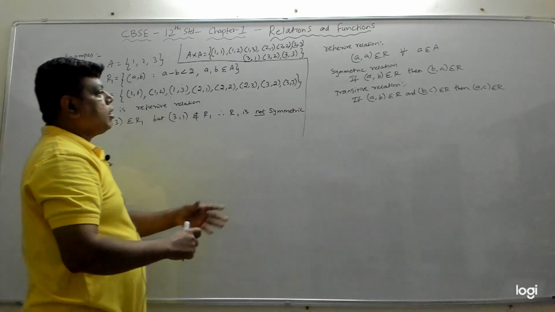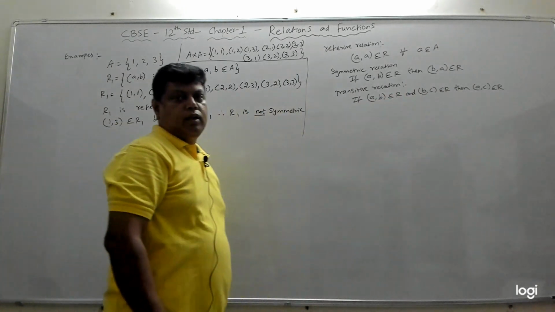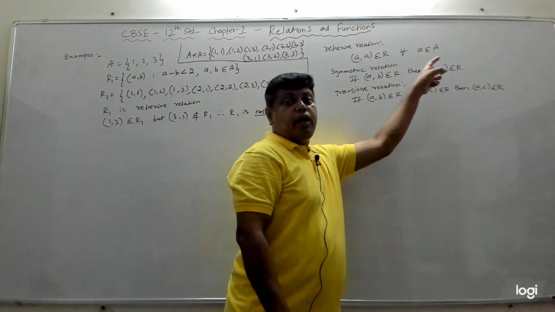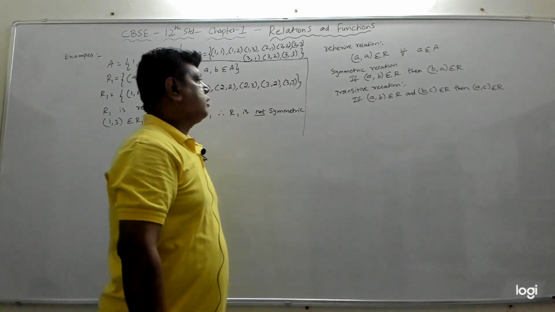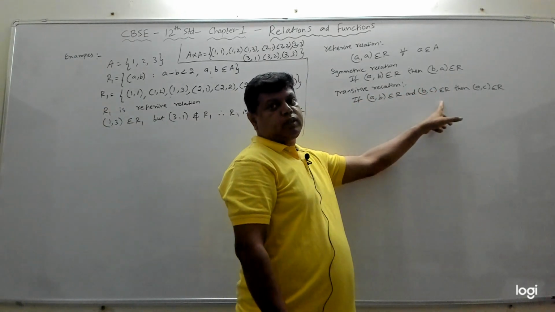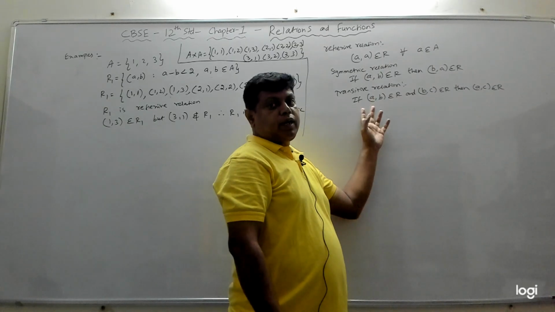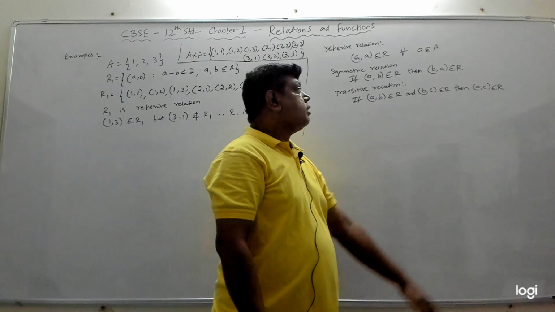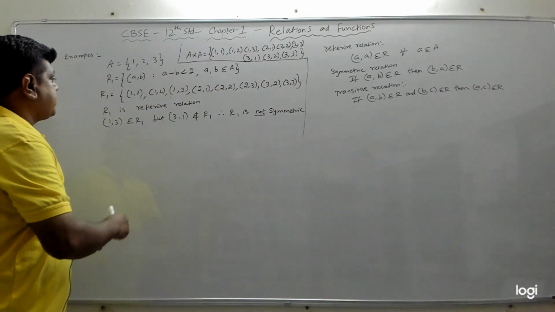We'll take A comma B and B comma C. If such two elements exist in R, then A comma C should also be in R. What it says is, if A is related to B and B is related to C, the other way to read this is, whenever A is related to B and B is related to C, then A should be related to C, which means A comma C should be in R. Now let's see whether such a thing exists.